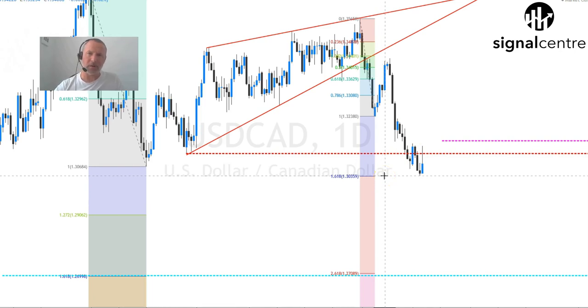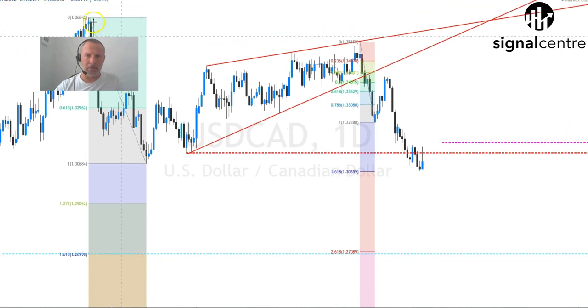Now the reason why I said I like this time frame is I've got this confluence area down here. So this is a 161.8% extension of this downward move. And this is a 261.8% extension of this downward move. So we've got a confluence area to focus on for dollar CAD.